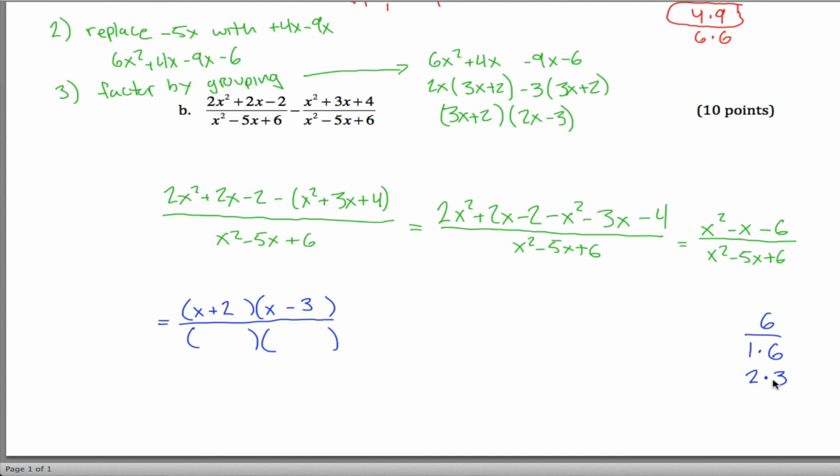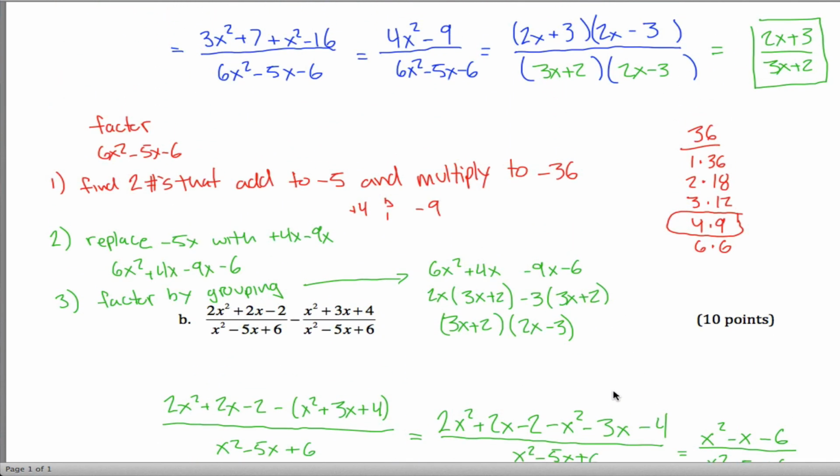Okay, what about -2 and -3? -2 times -3 is +6. -2 plus -3 is -5. -2 and -3 is how I factor x squared minus 5x plus 6. Oh, look, I got the same thing on the top and the bottom. I can cancel those out. I'm left with x plus 2 over x minus 2, the final answer, and the end of this quiz. I guess that's that. I guess I'll end the video here.